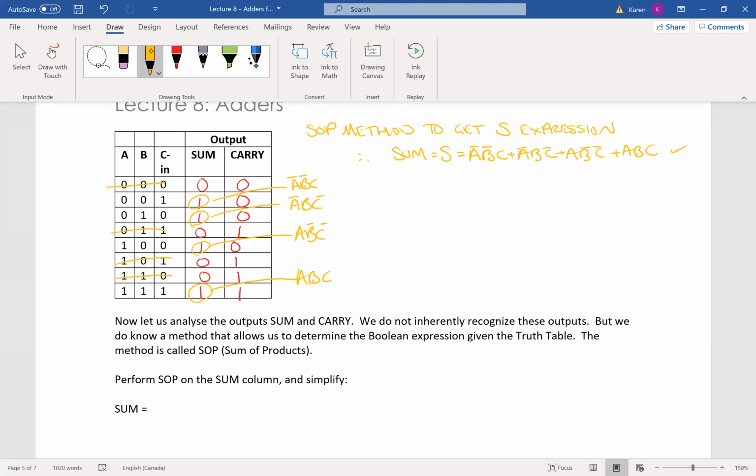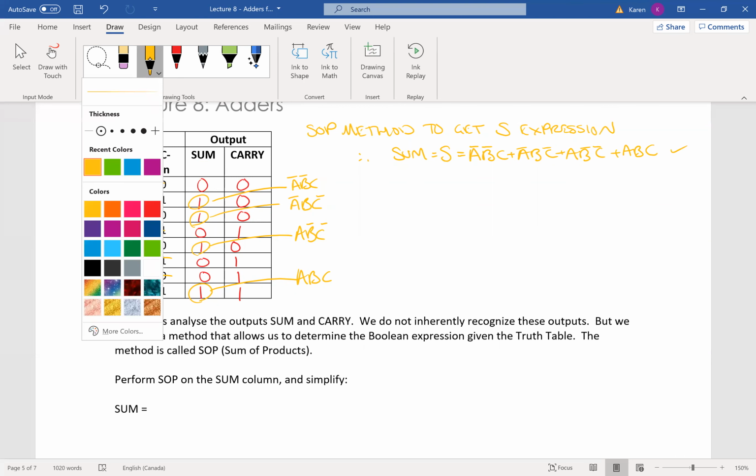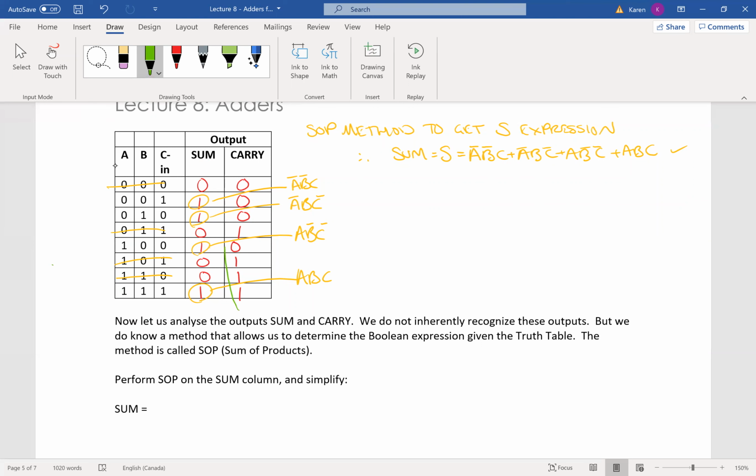And now let's do carry. So in carry, we look at this output and we say, well, what kind of Boolean expression would take these inputs and make this output? Well, I have a method for that, and it's called the sum of products method.